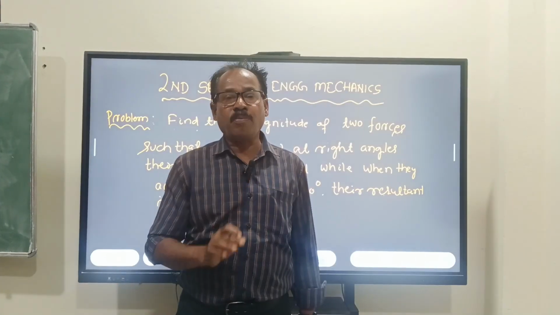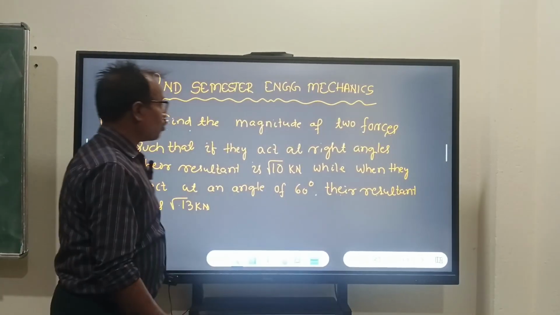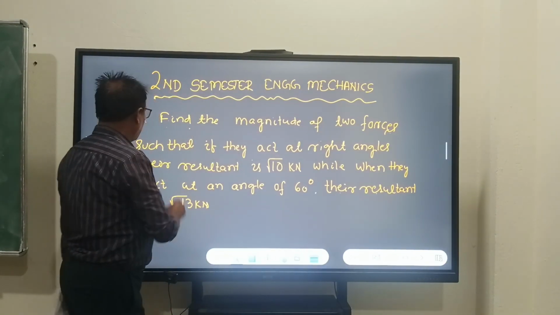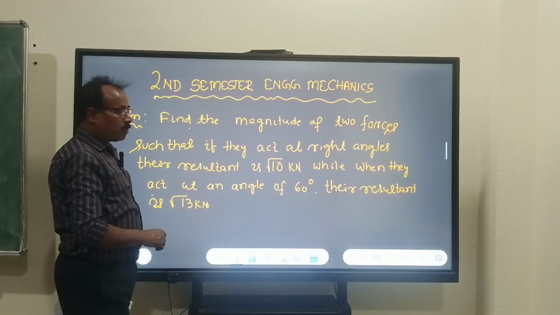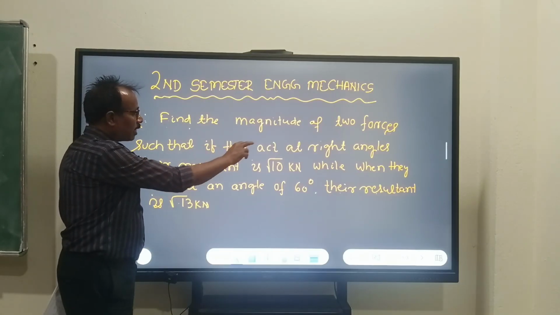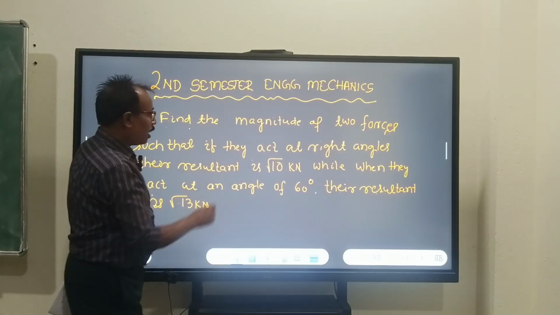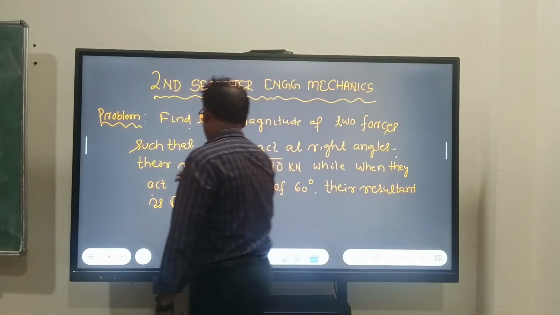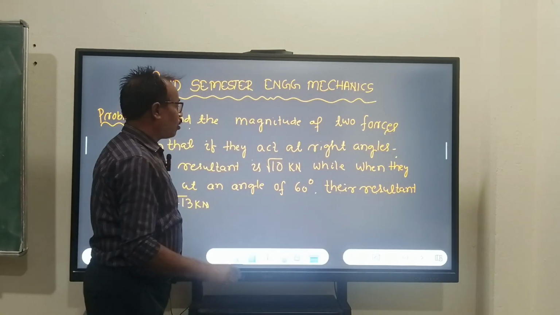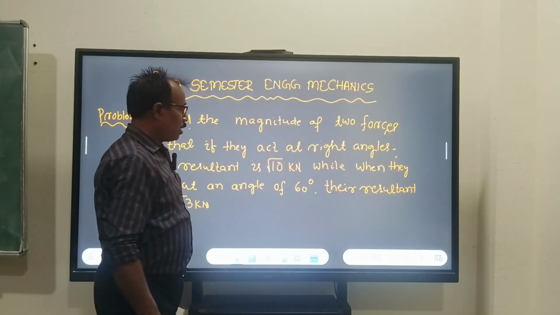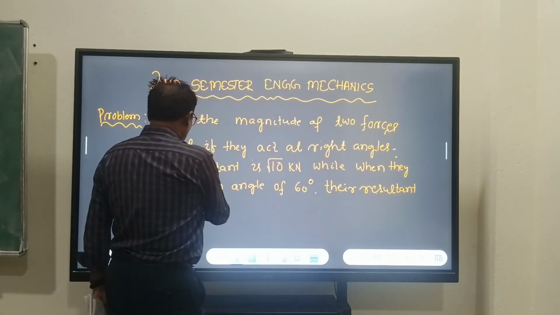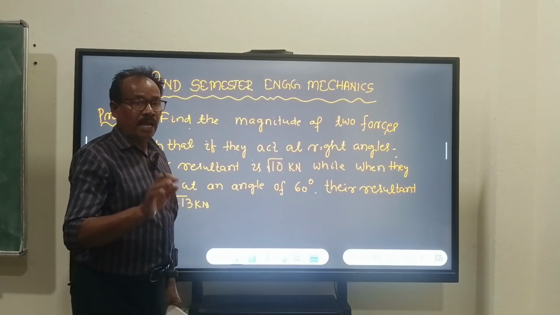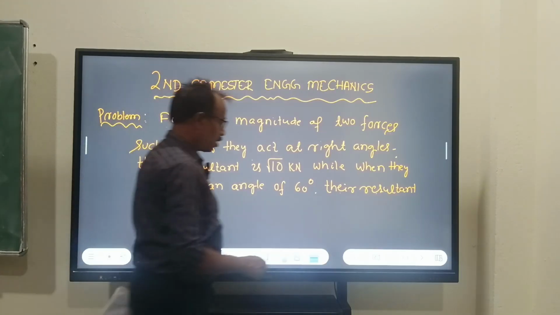Today I will solve two problems. First question: find the magnitude of two forces such that if they act at an angle of 90 degrees, the resultant is root over 10 kilonewton, while when they act at an angle of 60 degrees, the resultant is root over 13 kilonewtons.